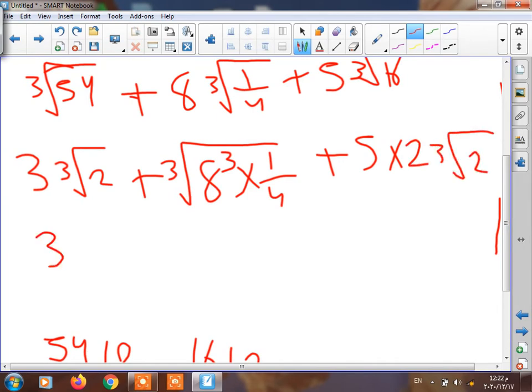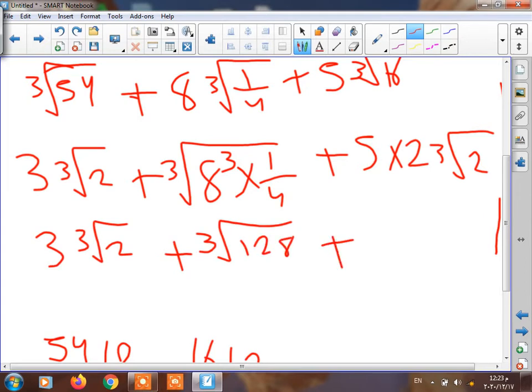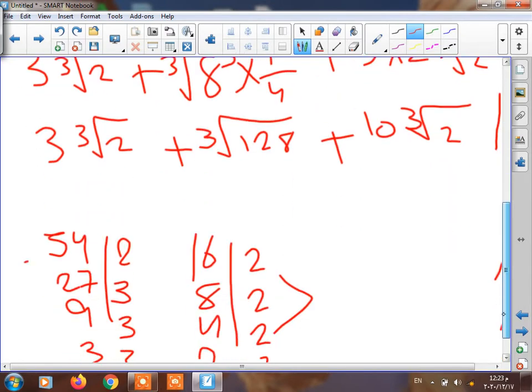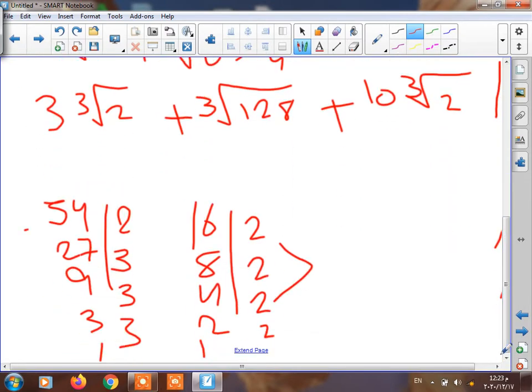After that, 3 cubic root 2 plus cubic root 128 plus 10 cubic root 2. So now we need to factorize 128. We need to factorize it.